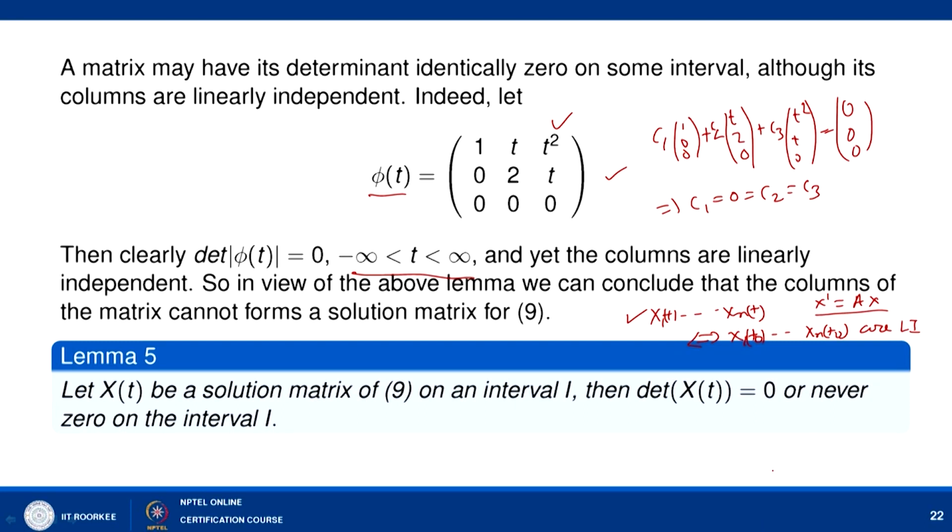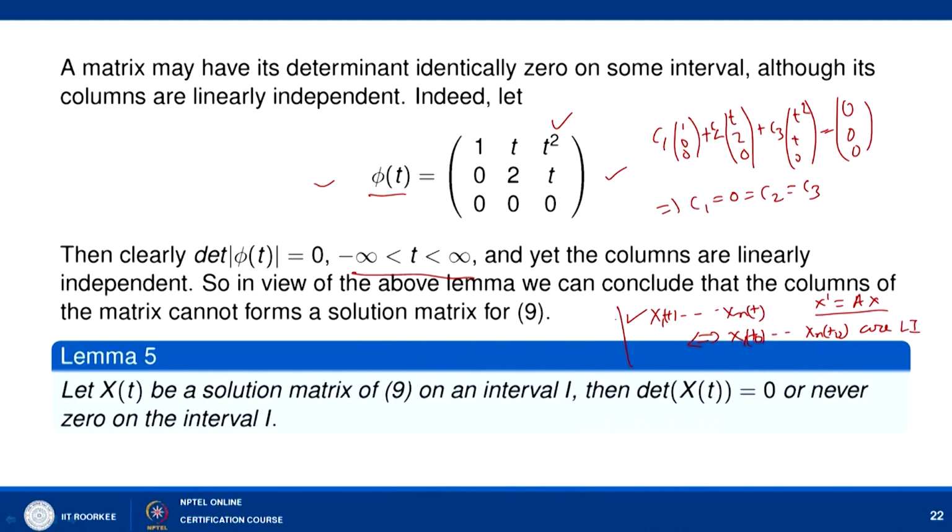So, it means that here your columns are arbitrary functions. For arbitrary functions, this result may not be true. It means that the previous lemma 4 may not be true for arbitrary functions, but if the columns form a solution matrix, then of course it has to be true.